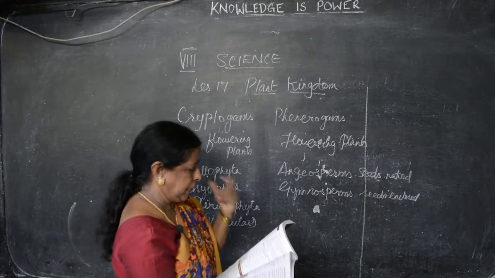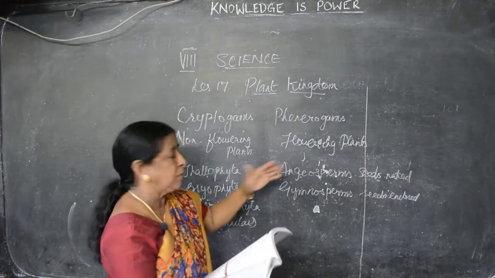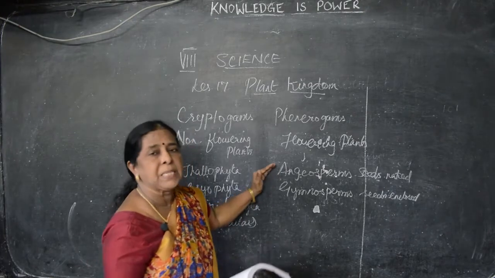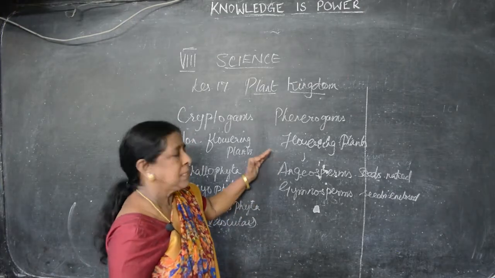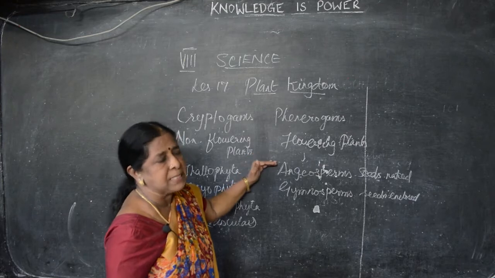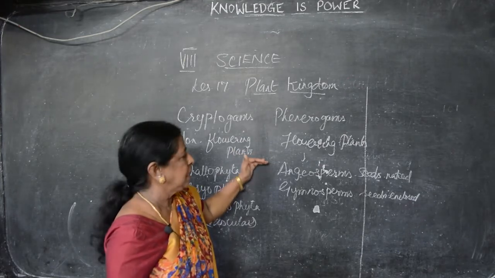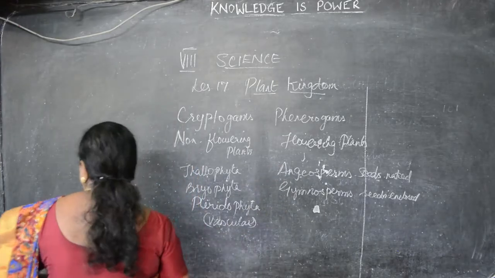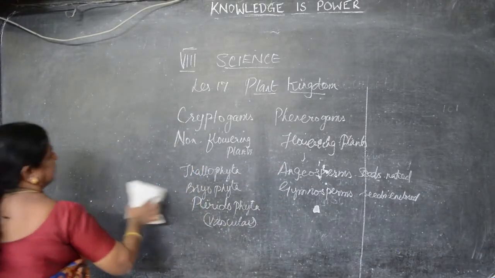Gymnosperm, they have developed the cells, though they have the vascular tissues. That is xylem and phloem. Xylem and phloem is not only one part. Xylem has 4 vessels. Phloem also got the 4 vessels. Now we have to see what is angiosperm. That is seeds naked, I say. That is seeds are open condition.